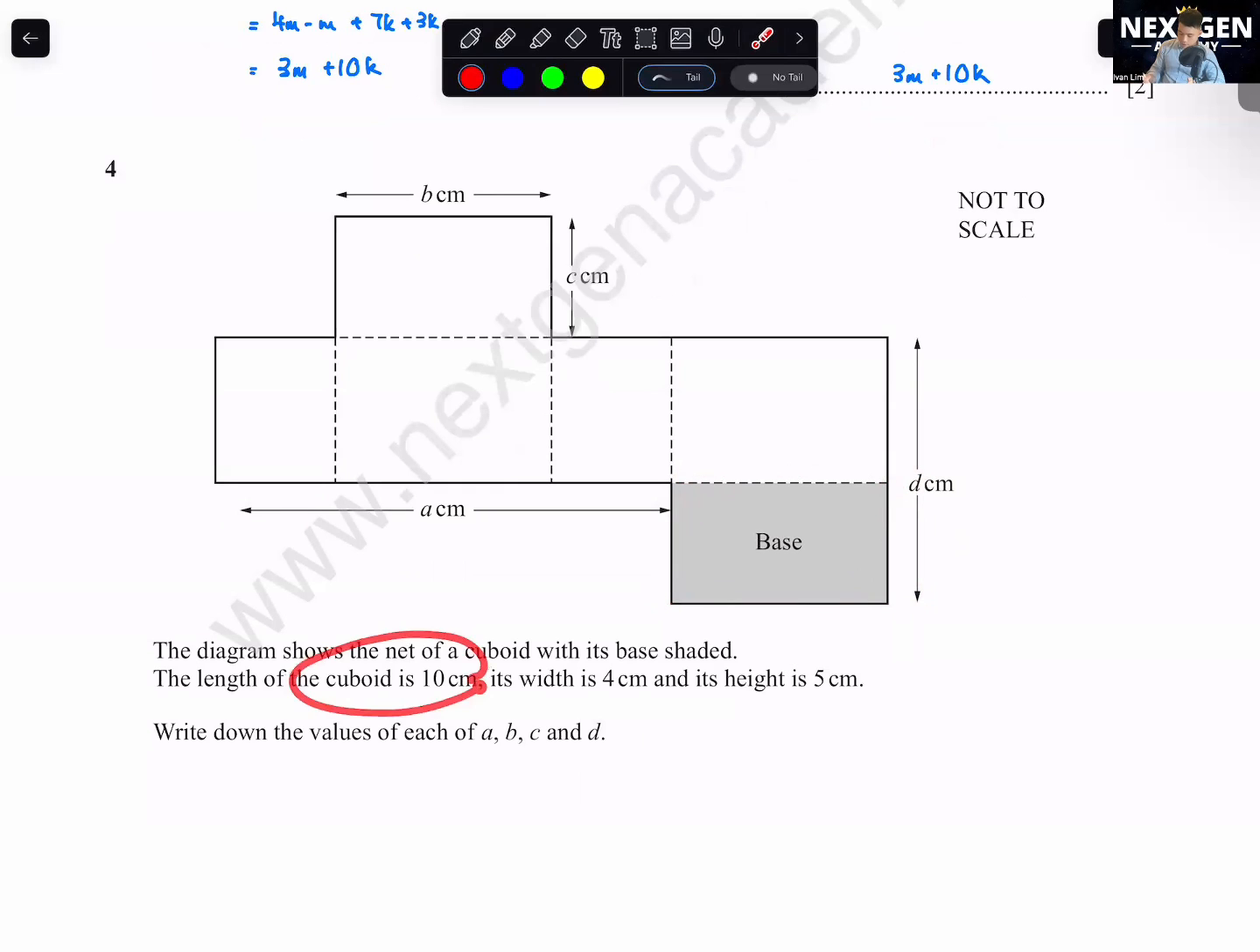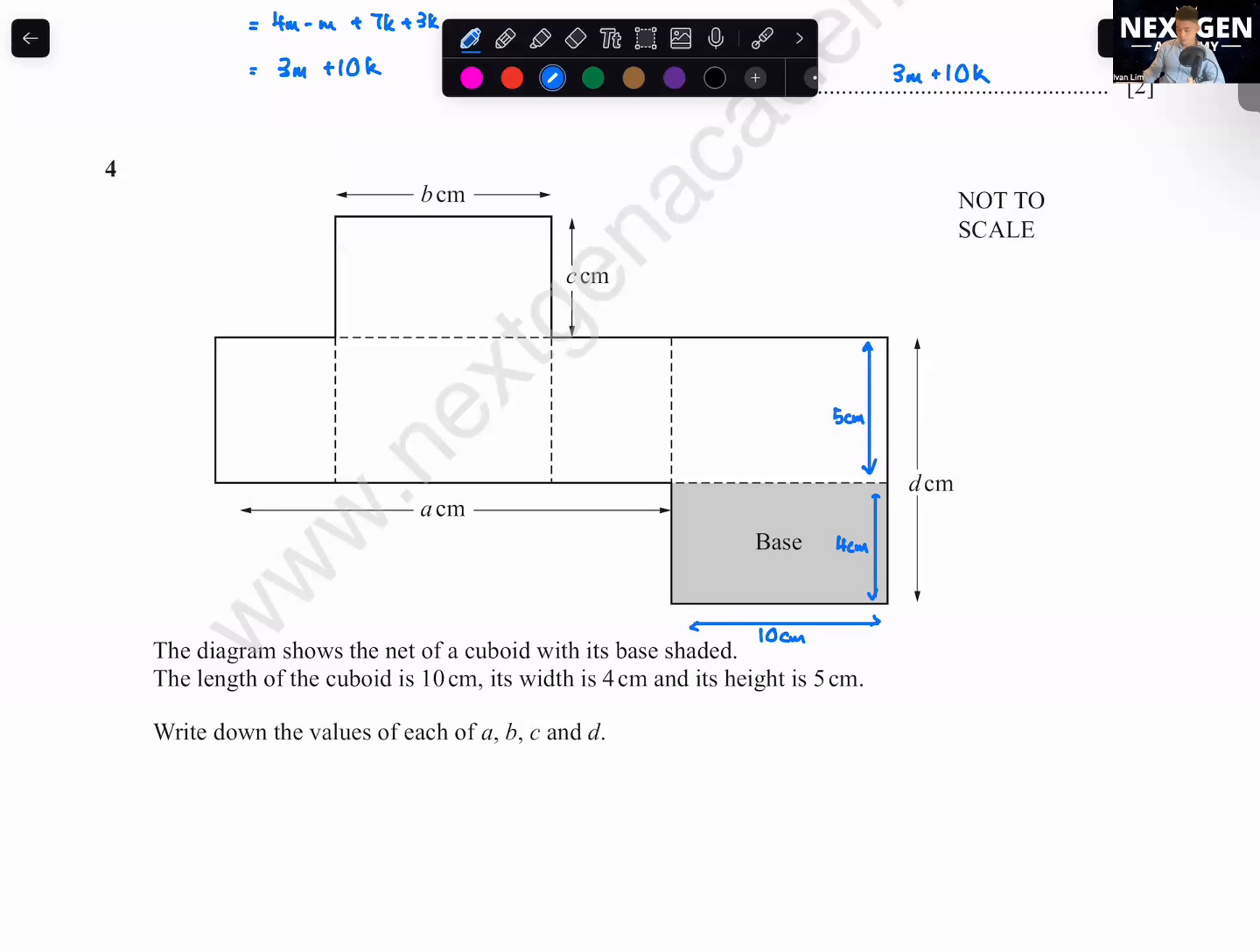They say length is 10 cm. So can we say this part here is 10 cm? Length is 10 cm. Width 4 cm. Height 5 cm. This will be your height.